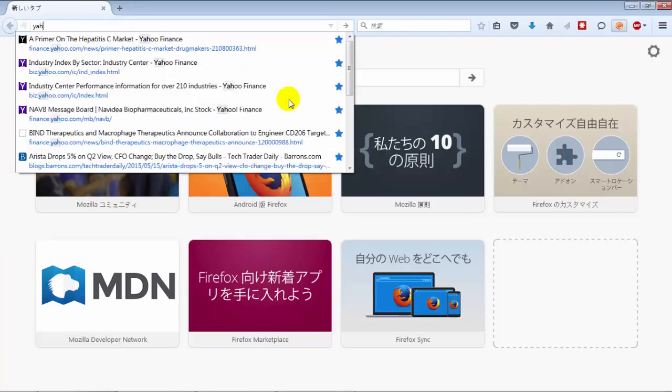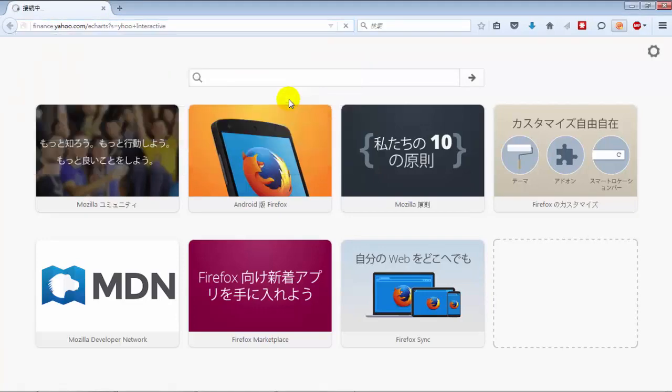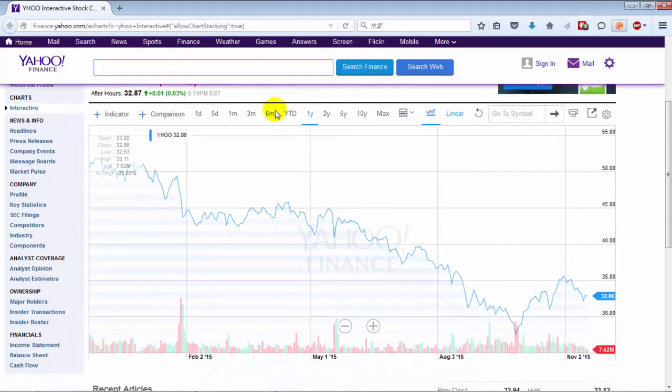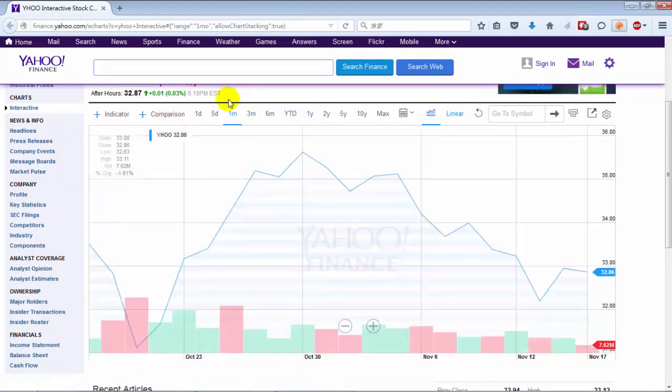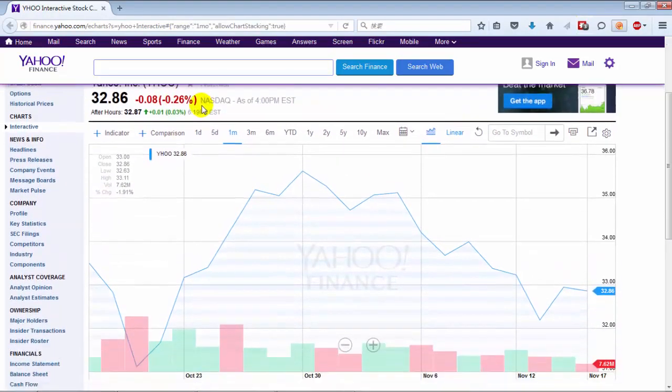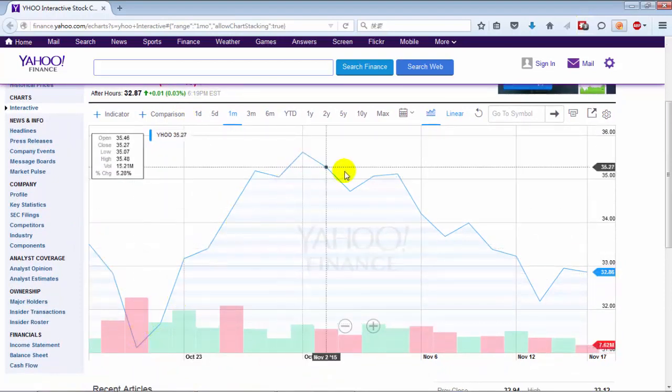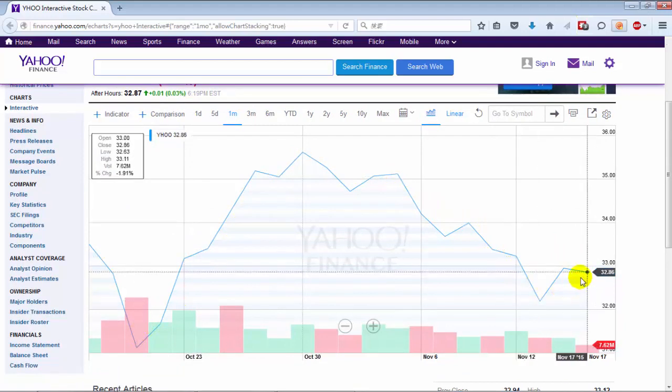I'm going to go to Yahoo Interactive Charts, and I'm going to chart a stock. We're just going to look at Yahoo, why not? Alright, so here's Yahoo in the past month. It looks like the stock price went down, and then went up, and then kind of trailed sideways, slowly went down. It looks continuous, right? But it's 100% not continuous.